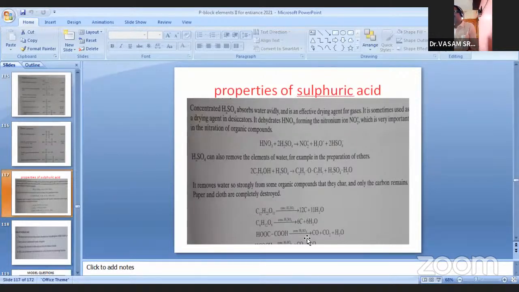The same way, you come to glucose. You know the glucose formula C6H12O6, in the presence of H2SO4 gives 6 carbon. Carbon is a black ash.